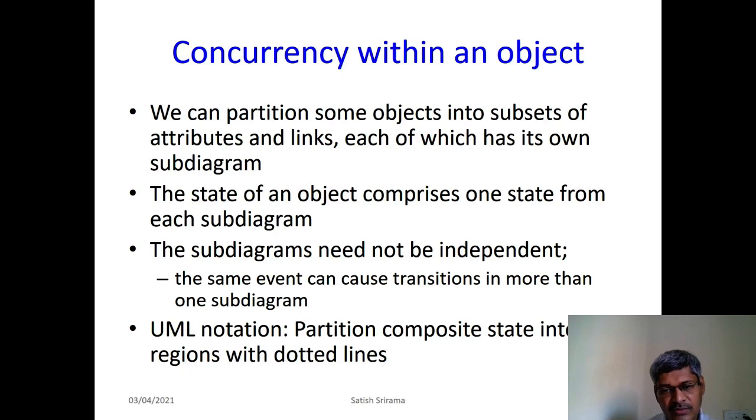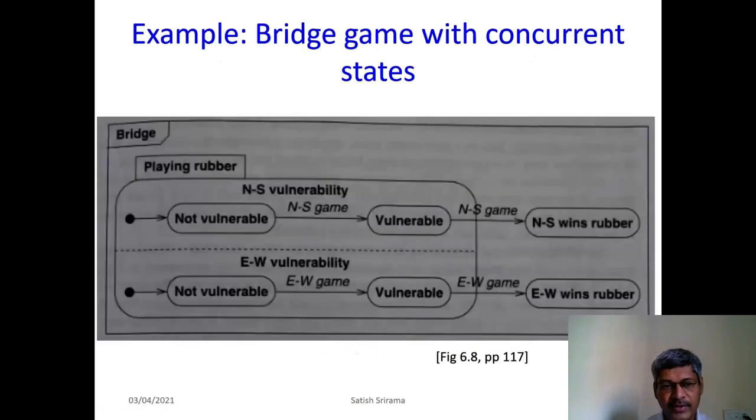The subdiagrams also may not be independent, so the same event can cause transitions in more than one subdiagram. The UML notation for this partition is a composite state divided into regions with dotted lines. I will show you the example now.